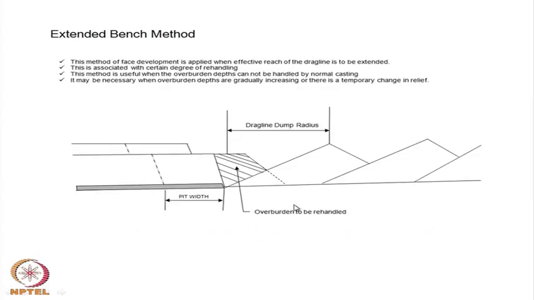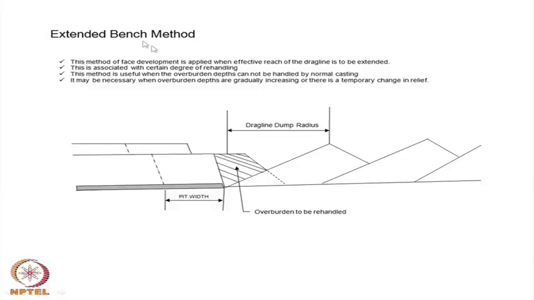So, direct casting, you have understood that it can be done with rehandling or without rehandling. It is also assisted by cast blasting. When you do a cast blasting, then it can help you in doing less digging by this dragline, but it may have to do a little bit of manipulation and negotiate the face, so that it can throw the material away.